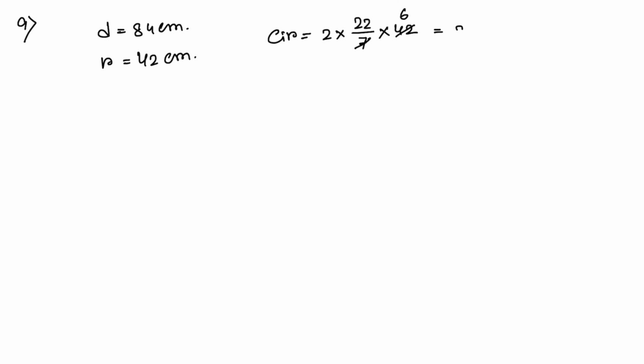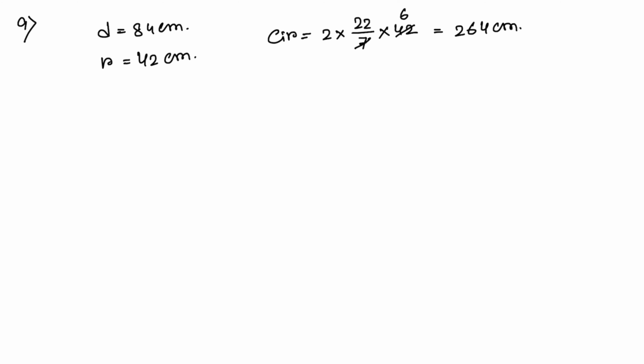Now sum number 9. A wheel of a cart is making 5 revolutions per second. If the diameter of the wheel equals 84 centimeter, then the radius equals 42 centimeter. First you have to find the circumference. That means 2 into 22 by 7 into 42. 7 6s are 42. So it's 264 centimeter as the circumference. That means in one revolution, the wheel covers 264 centimeter distance.